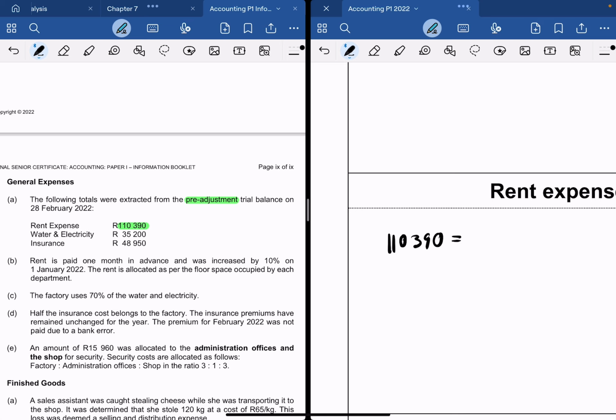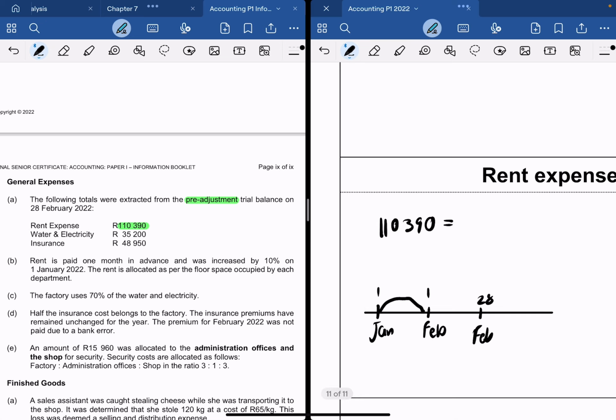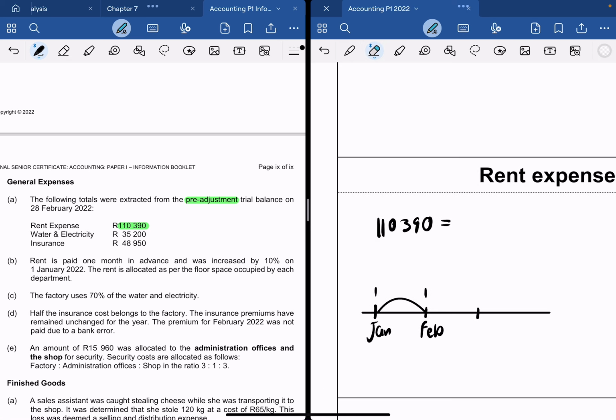Sorry. Let me draw a timeline. So this is Jan. This is Feb. This is 1 Jan, 1 Feb, and then I'm just going to say Feb 28. Okay, that means, let's actually go 1st of March rather. 1 March.